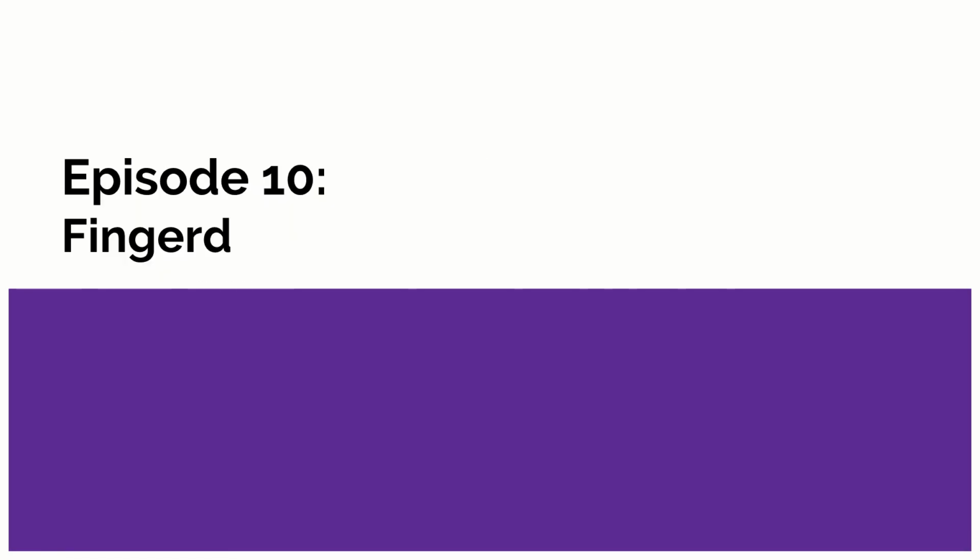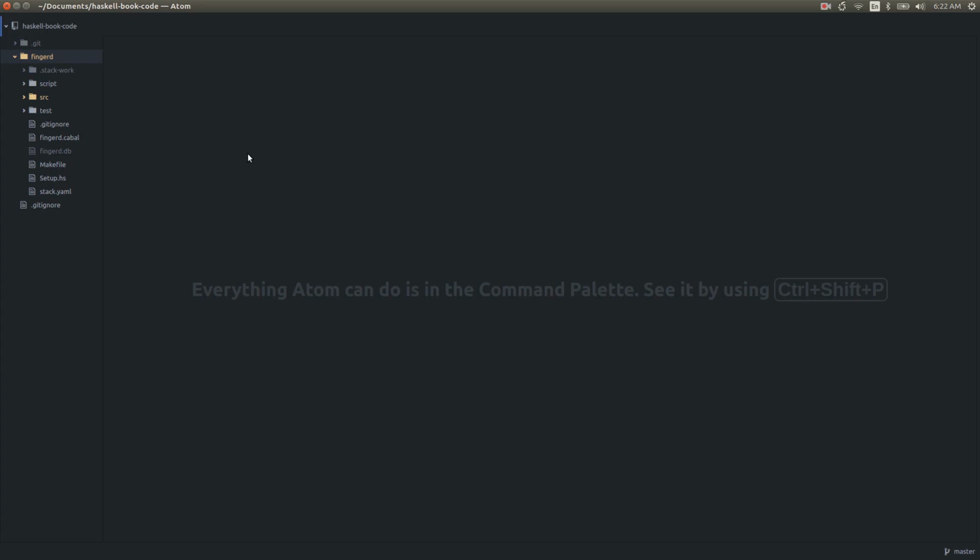In this final episode, we're going to be going over the final project that is detailed at the end of the Haskell book, the fingered client. The book actually details many of the steps to complete this project, or hints at things very clearly.